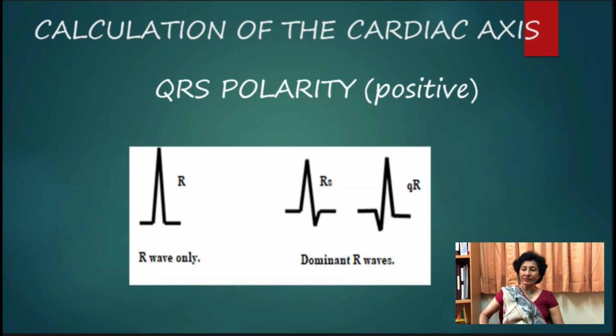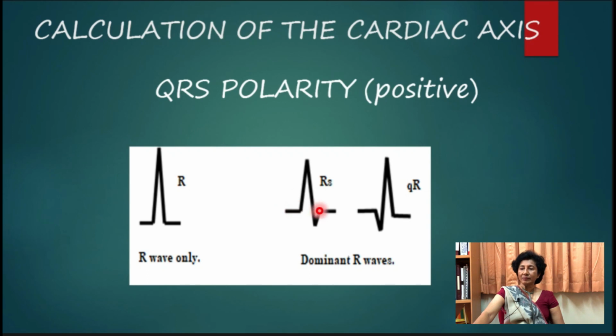In this slide, you can see 3 QRS complexes. The first QRS complex shows R wave only. Therefore, the polarity of this first QRS complex is positive. The vector of this QRS complex is upwards.